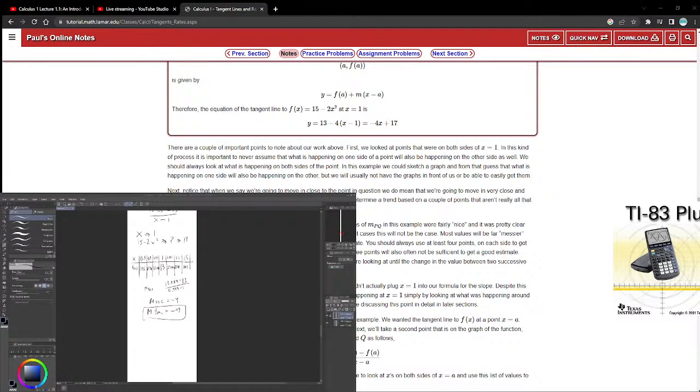Alright, I'm gonna end it there. I'll work more on this section tomorrow, and then I'll keep going with Paul's Online Math Notes until I see something that I don't know yet.